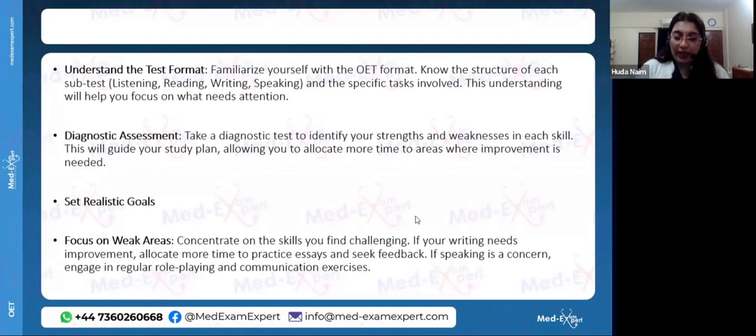Then focusing on the weak areas. A lot of people procrastinate. If they think that they're not that good with writing, they tend to prepare for all of the other subtests and delay the writing till the end. And I don't think that's a very good approach. If you know that you're weak at one particular subtest, start improving that from day one. If you think your speaking is not that good, do not delay your speaking till the last week. Start practicing your speaking subtests from day one, so that for anything that you're weak in, you have time to improve.